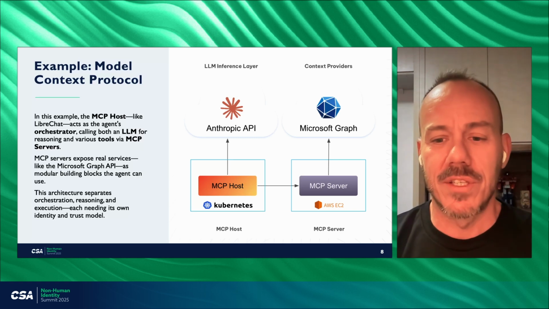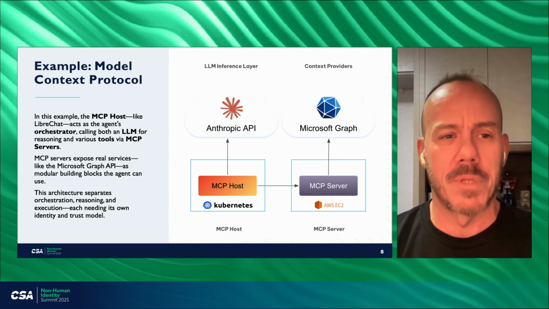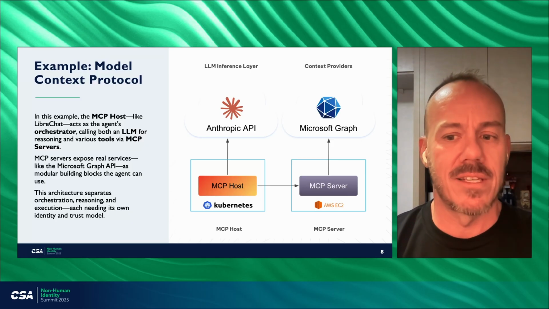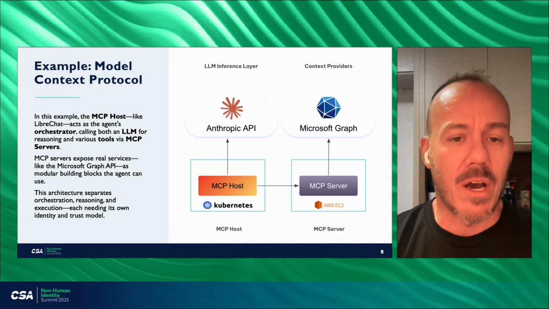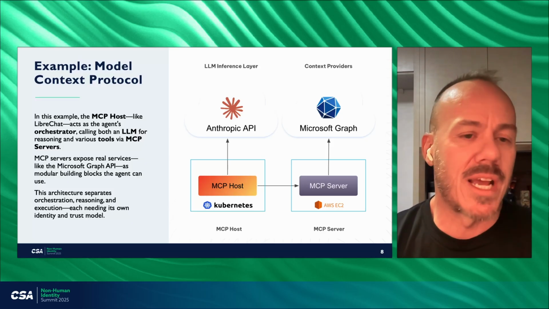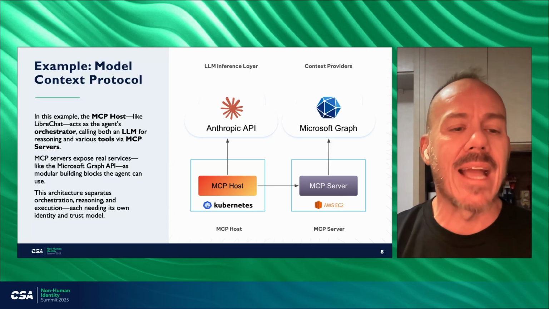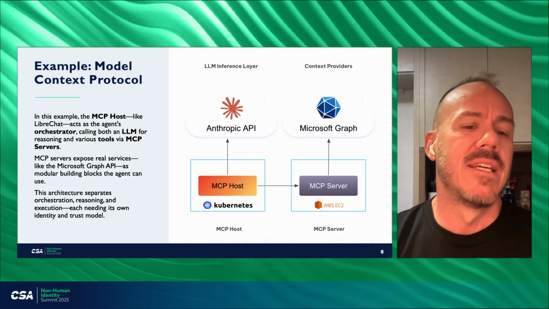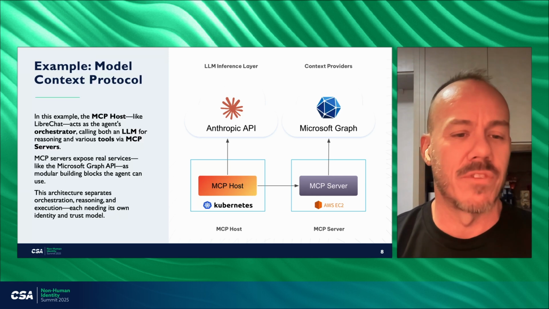And by the way, I would encourage all the viewers to go out and look this up if you're unfamiliar with model context protocol. It's evolving pretty rapidly, but it's standardizing a lot of the architectural, especially the communication parts of agentic AI. In this example, the MCP host, like LibreChat, you can find open source tools that are sort of pre-built MCP hosts, act as the agent's orchestrator. They call both LLMs for reasoning, and then they call various tools via what are known as MCP servers.